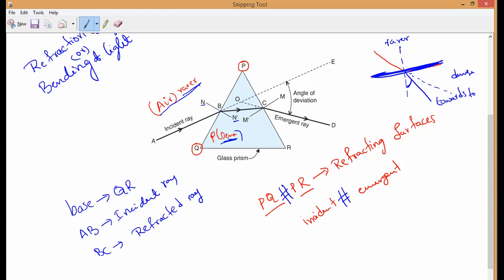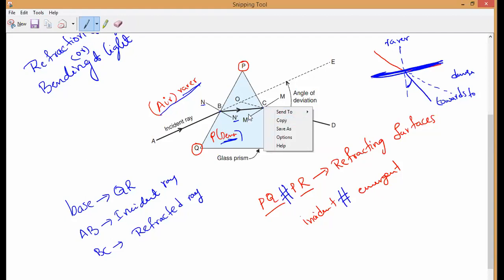Now, is the refracted ray bending towards the normal or away from the normal? Away would mean going like this, but now it is coming towards the normal. So the normal BN dash, it bends and goes along the direction BC, till the other surface of the prism. Is it yes or no?